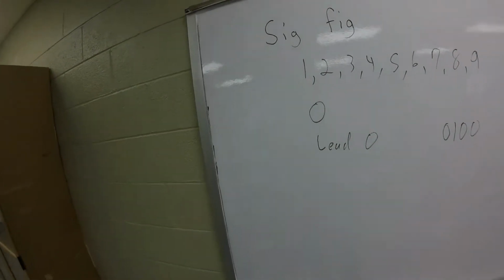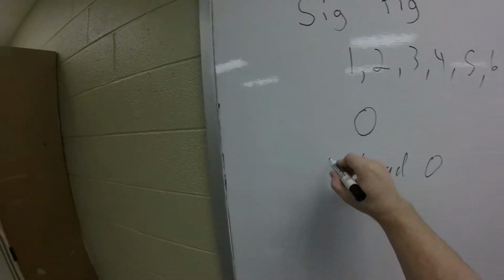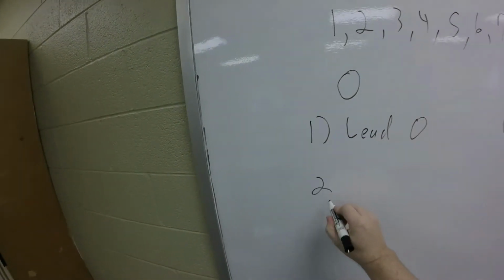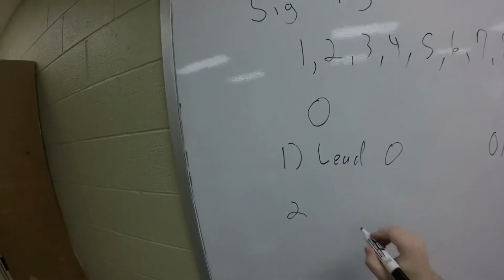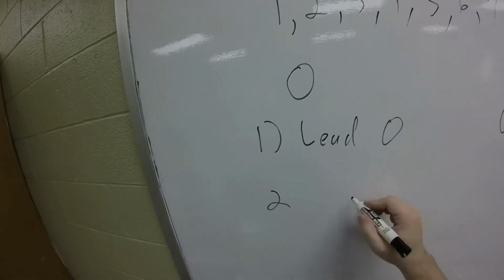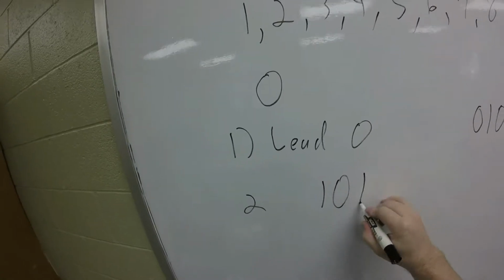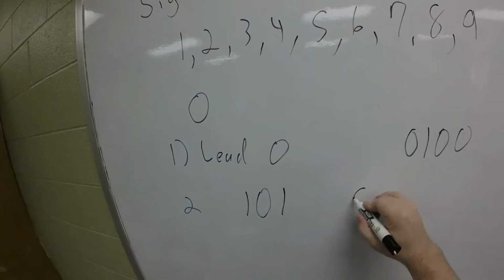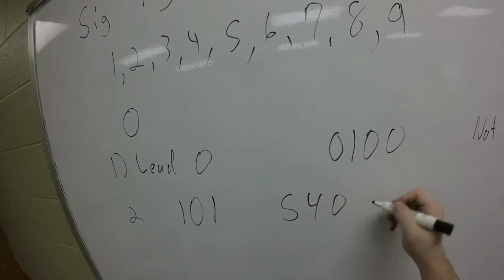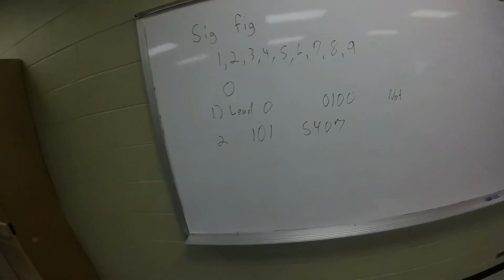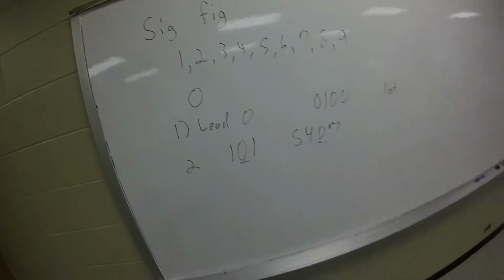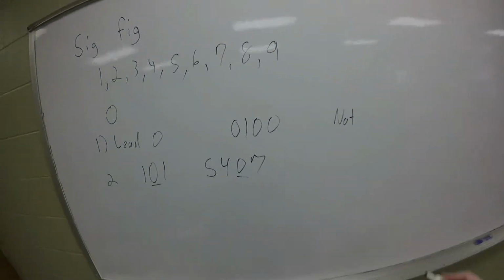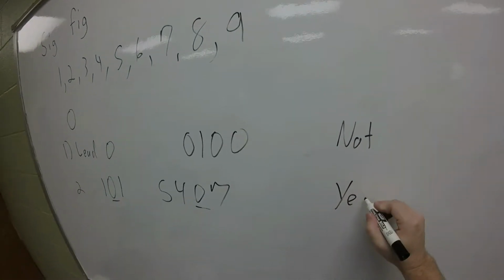That was rule number 1. For rule number 2, we're going to have zeros that are sandwiched between non-zeros. So this would be our 1, 0, 1, 5, 47. Anytime we have a zero sandwiched between non-zero numbers, yes, this is going to be a significant figure.